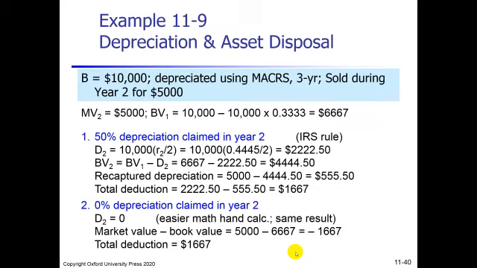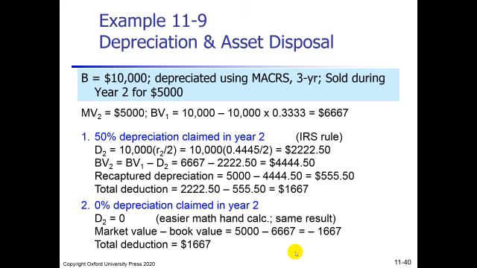Now, let's see some examples of the MACRS using a 3-year asset life, and what would happen if we were to sell something before it was fully depreciated. Well, what actually happens there is the IRS, by rule, does not allow you to take the entire depreciation in the year that you sell it. You can only take half of it. So we use this half-year convention yet again.